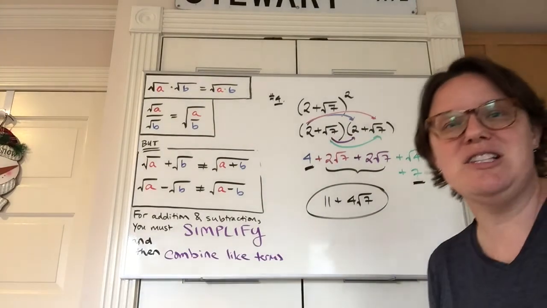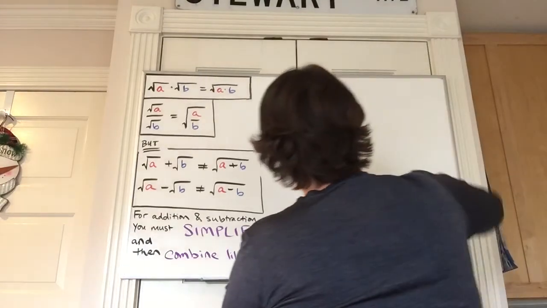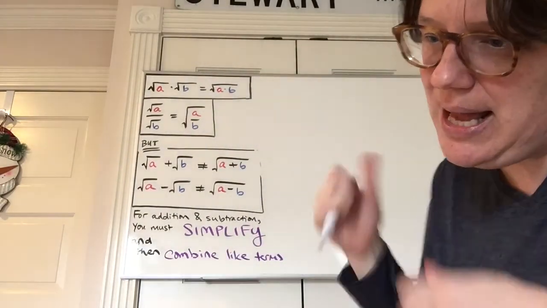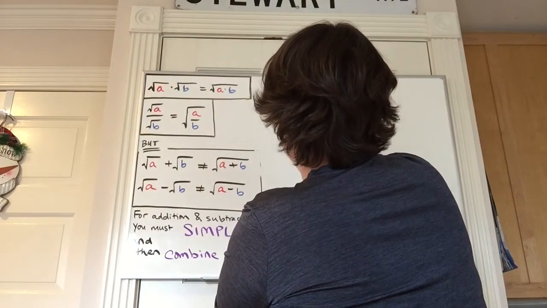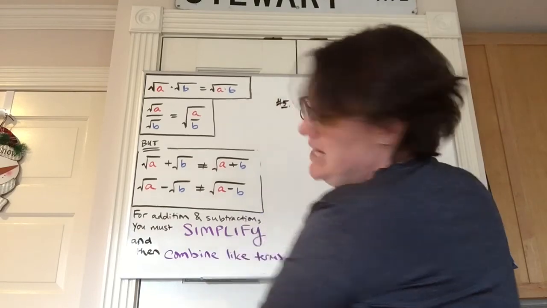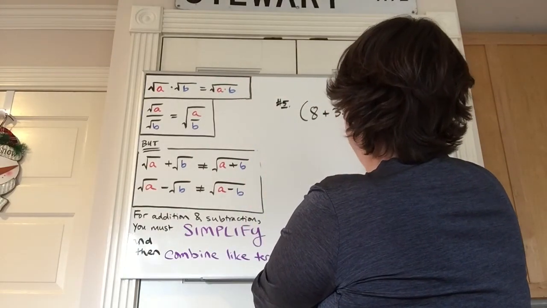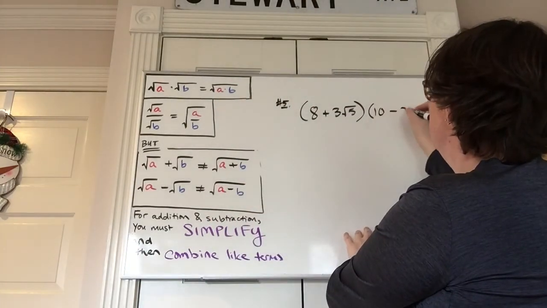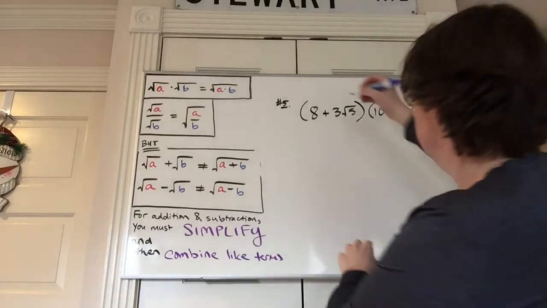Okay, we're going to race to put one more of these in, and then you guys will be all set to do some practice problems. So, last problem of the day. Let's say that you guys were looking at 8 plus 3 root 5 times 10 minus 2 root 5. So, yet another foiling problem.